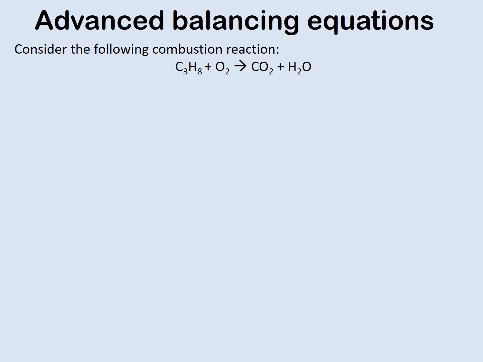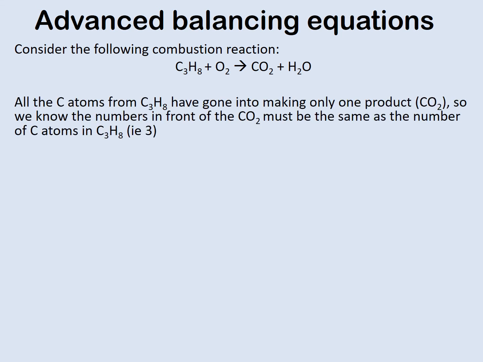Right, okay, a slightly more complex example. Let's have a look at this one, C3H8, some propane, let's burn that. Once again, all of the carbon has gone into making carbon dioxide, but this time we've got 3 carbon atoms on the left. Now they're only going here, carbon dioxide only contains 1, so basically whatever the number is there will go in front here. So I'm going to be putting a 3 in front of my CO2.